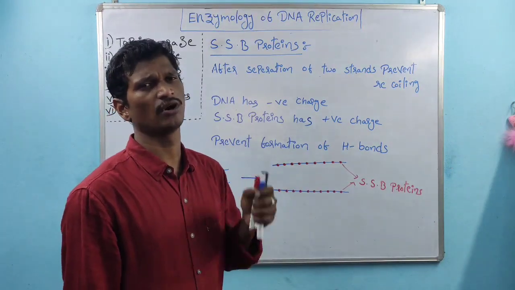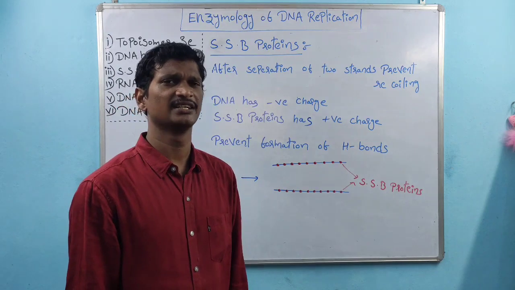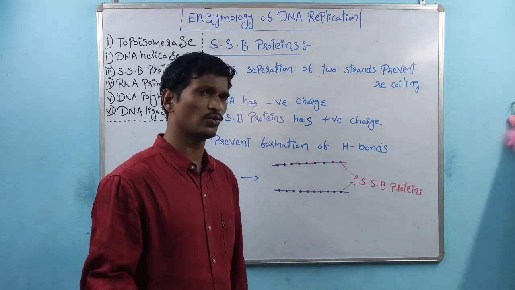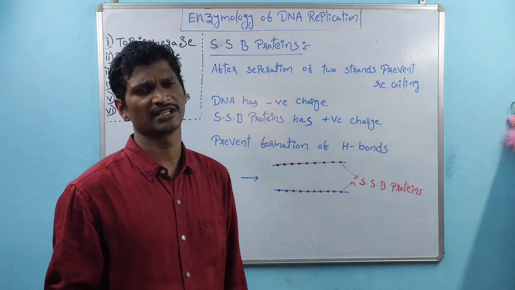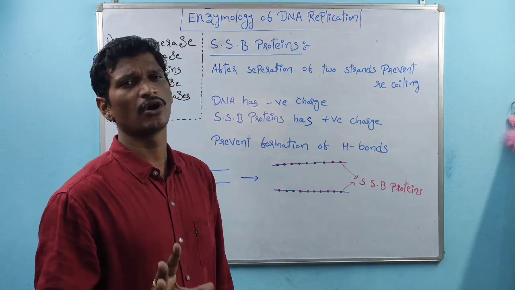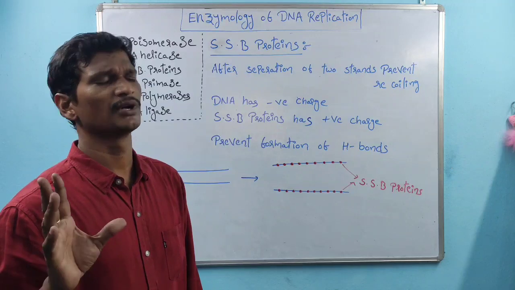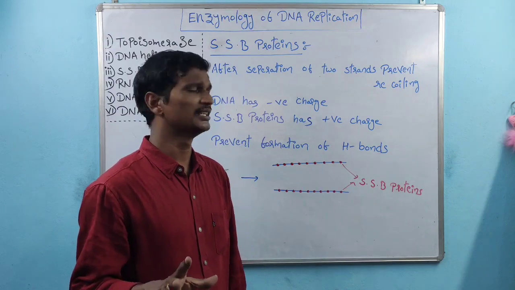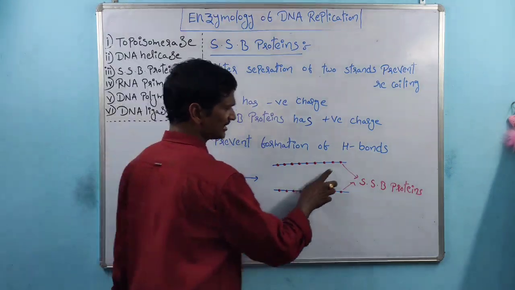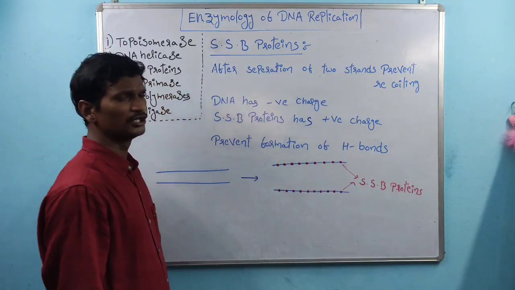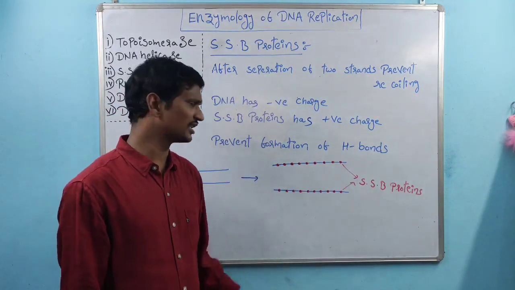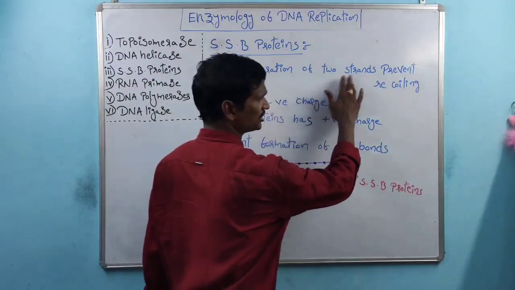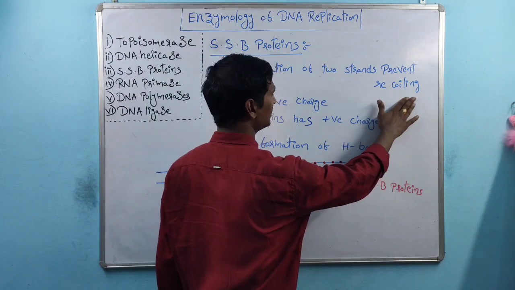So why does the DNA have the reassociation capacity? Because the DNA always has complementary base pairing. One strand contains adenine, the other strand contains thymine. One strand contains guanine, the other contains cytosine. Due to that complementary base pairing, DNA naturally has the reassociation capacity. That reassociation is prevented by the SSB proteins. A group of proteins binds to the two strands of the DNA and prevents hydrogen bond formation, so after separation, recoiling or reassociation of the DNA is prevented.